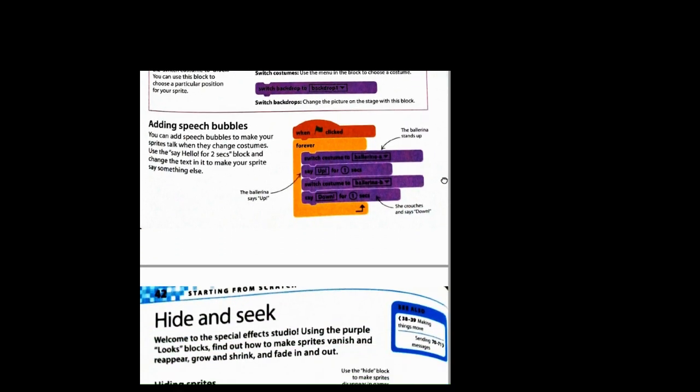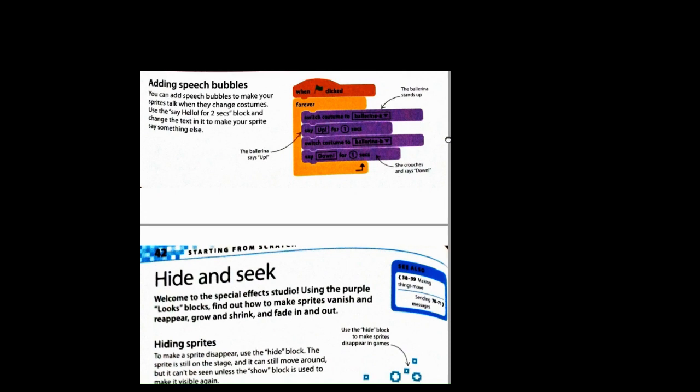Adding speech bubbles. You can add speech bubbles to make your sprites talk when they change costumes. Use the Say Hello for 2 seconds block and change the text in it to make your sprite say something else. The ballerina stands up. The ballerina says up. She crouches down and says down.